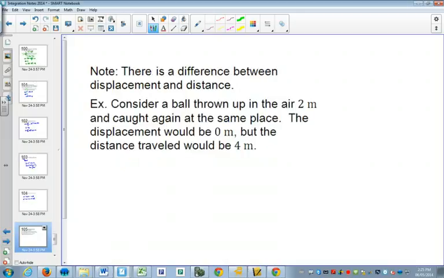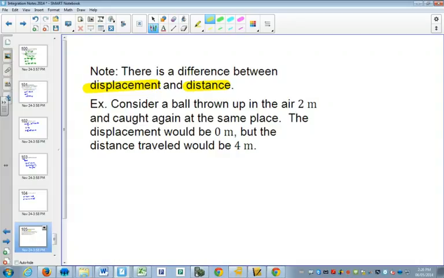Some definitions. Do you know the difference between, in English, displacement and distance? Okay. So if you take a ball and you throw it up 2 meters in the air and you catch it at the same place, then we would say its displacement is 0. But since it's gone up 2 meters and down 2 meters, the distance it's traveled is 4 meters. So if I were to drop this ball from 2 meters, it'd go down, up, down, up, down, up, down, up.